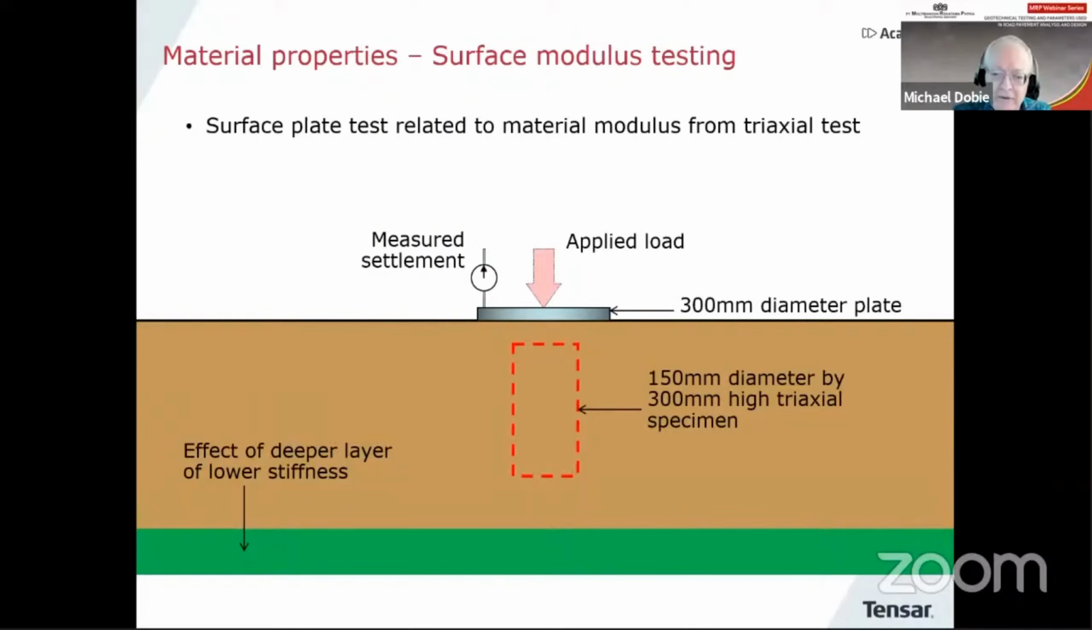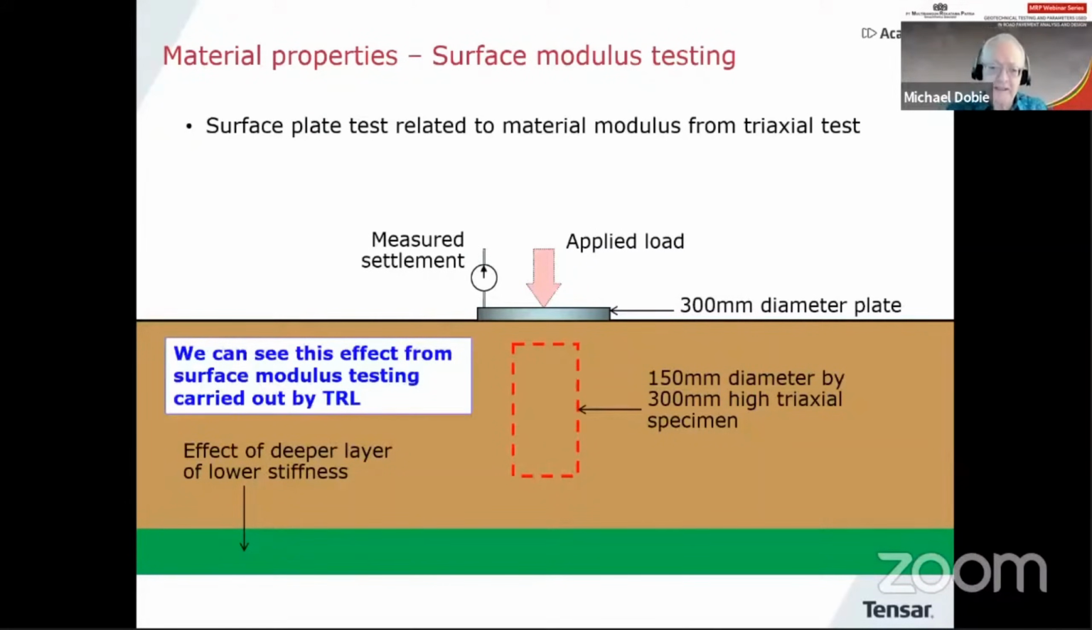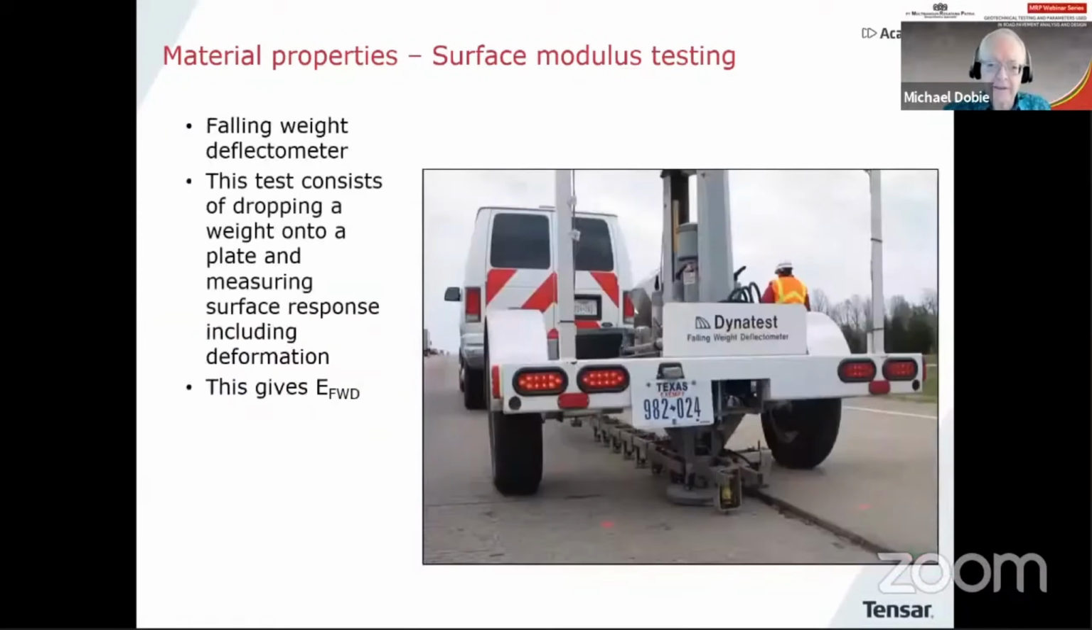And that's also, so with the surface load testing, it's not the layer immediately below the plate you're testing, it's the entire sequence of layers. So I just want to look at that with some testing carried out by TRL. That's the Transport Research Laboratory in the UK. We're going to look at testing using what's called the falling weight deflectometer.